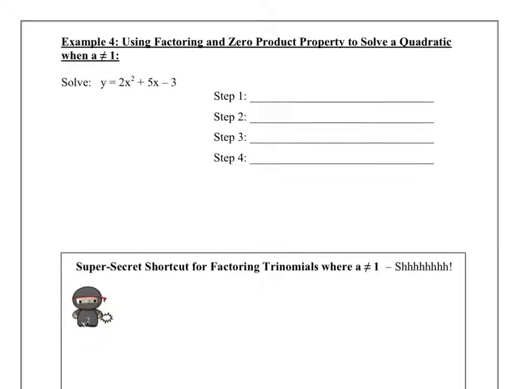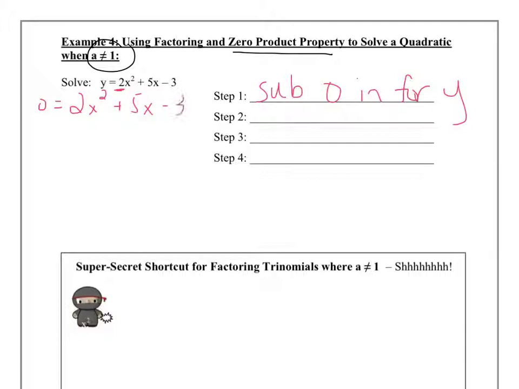Okay, so in part 2 of this lesson, we're going to learn about using zero product property to solve quadratic equations when a is not equal to 1. In this case, a is 2. The same thing, we're going to start off by substituting 0 in for y, because we're solving, we want to set it equal to 0. So 0 is equal to 2x squared plus 5x minus 3.